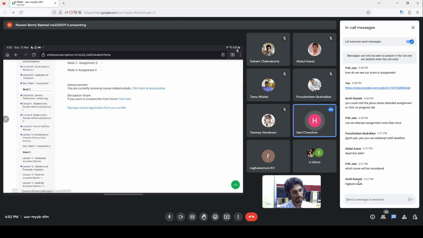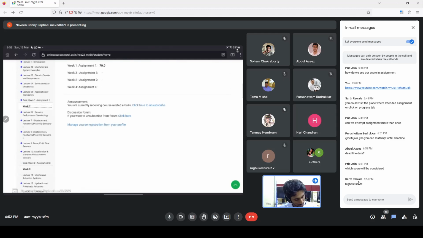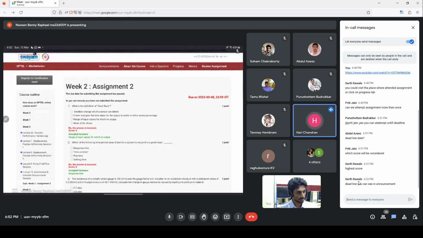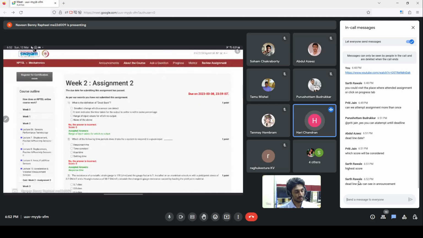In quiz week one, if you click, the deadline also will come on the top side. For example, if I click week two, which should have been completed for you, it will tell you that the due date will be given on the top right. Some of the members asked which is the highest score. That means it's just for clarification to them.